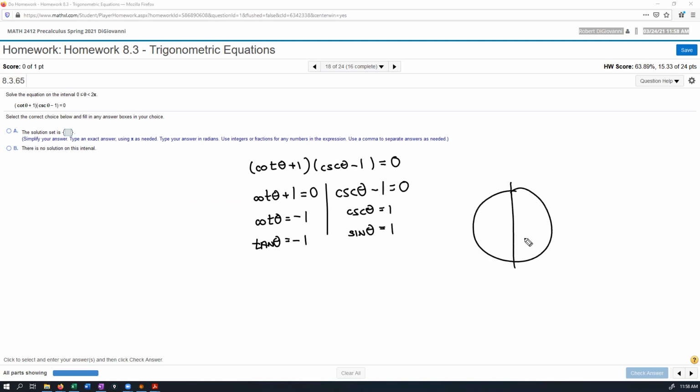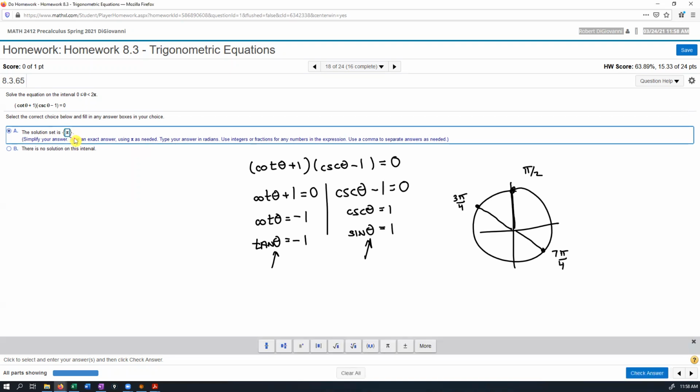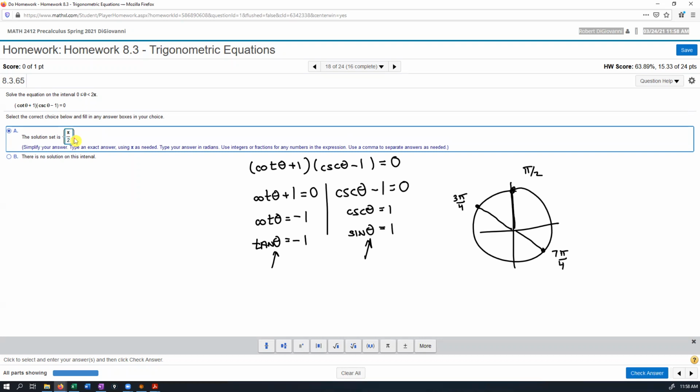So on our unit circle, again, because our argument is just theta, I just need to know where tangent is -1. We've done this a few times now. This is going to happen here and here. And then sine is 1, the y coordinate is 1 straight up, so we have pi over 2. This is 3 pi over 4, and this is 7 pi over 4. So those are going to be our 3 solutions here: pi over 2, 3 pi over 4, and 7 pi over 4.